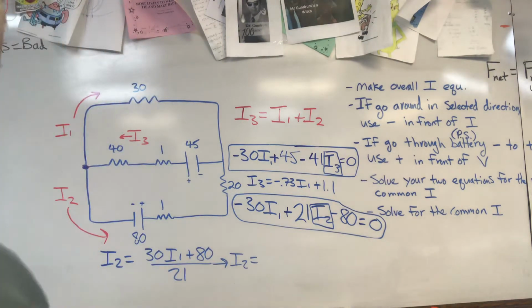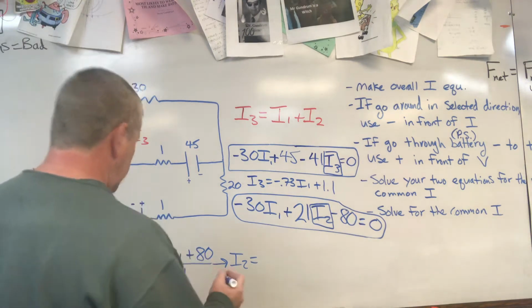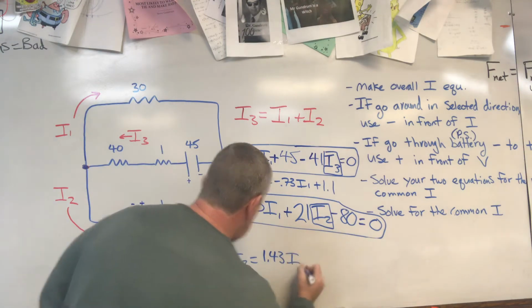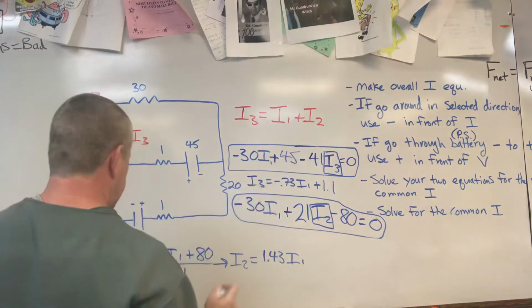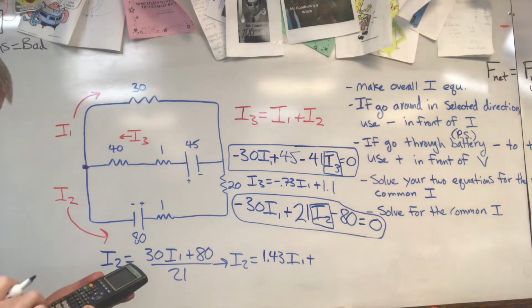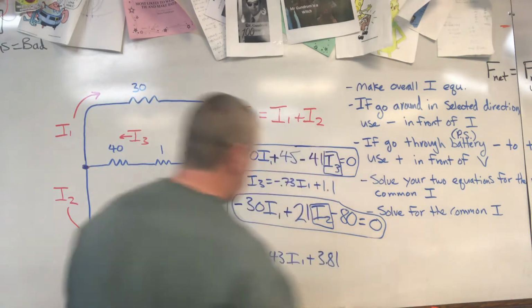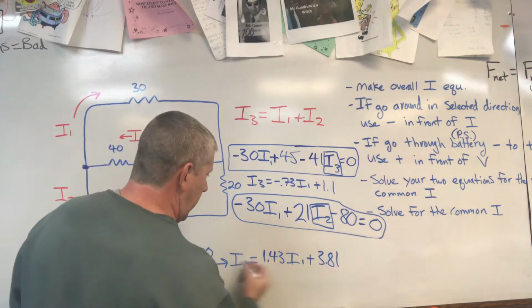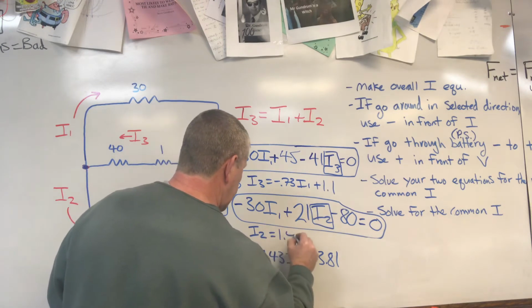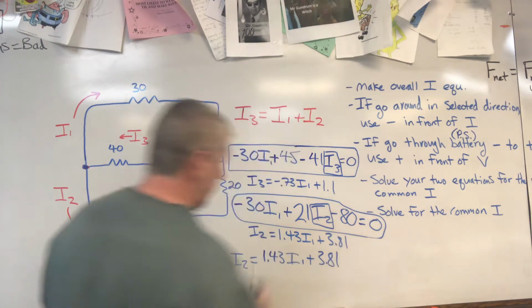All right, so let's do this out. 30 divided by 21 is 1.43. So that's 1.43 I1. And 80 divided by 21, a little less than 4, right? Yeah, 3.81. So I'm going to write this equation. I solved for I2. I'll write it here to get it out of the way, because we're going to need the room in a minute.